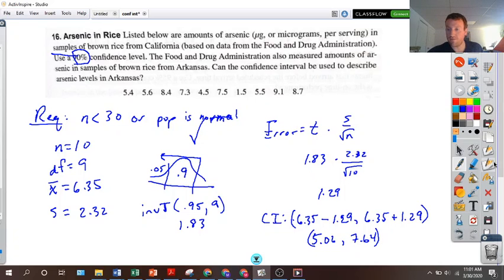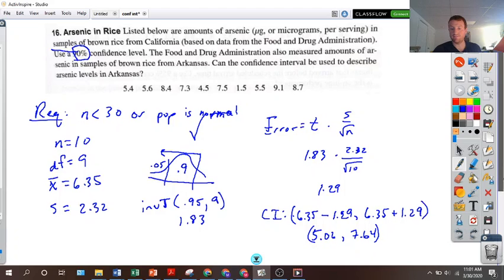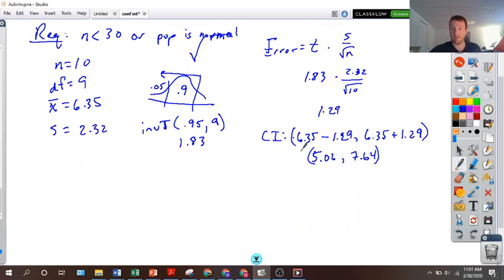All right, so I'm 90% confident that this interval contains the true mean of the arsenic levels in rice, because that stuff is really, really interesting.